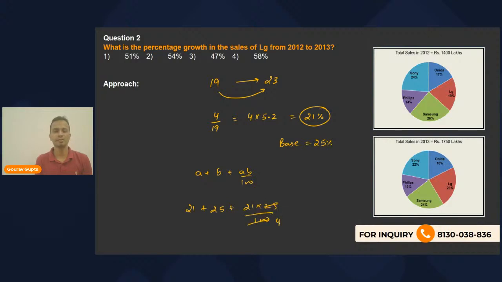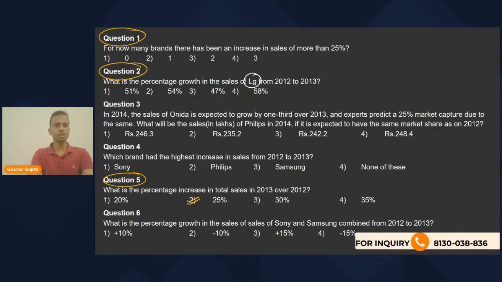Cancel, cancel. This is 4. Cancel 5.2 something. So let's simplify. 46 and 5, 51.2 approximate answer. Okay, so 51.2, that is option 1 once again, and we have got this answer, right? So the method that I was talking about using successive percentage change will prove to be very handy in such questions. Okay, right? Now next question.